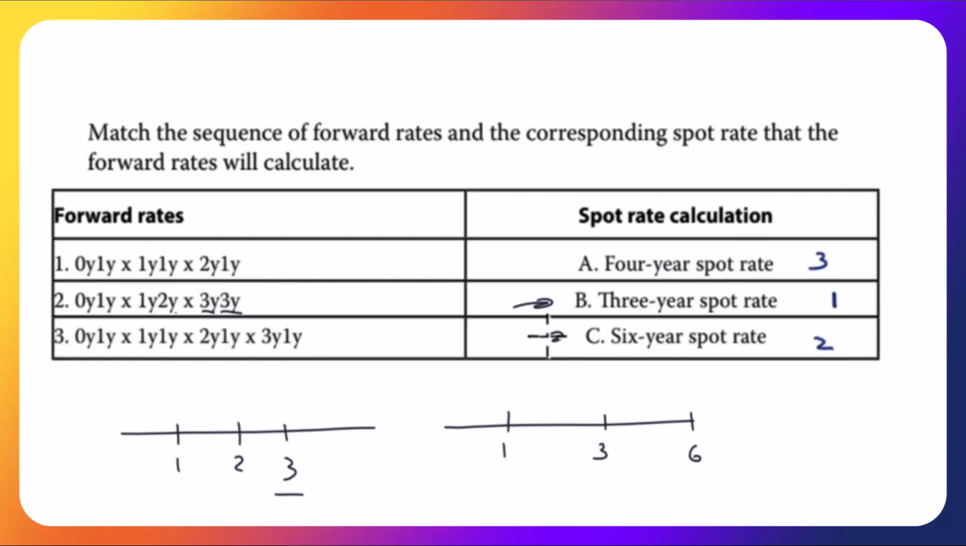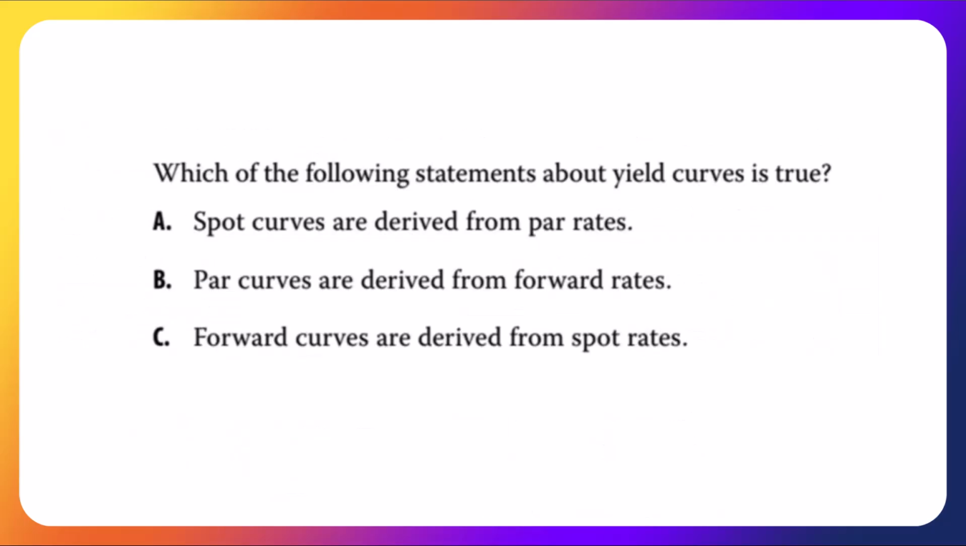And the final one, let's draw out our timeline here. 0 to 1 year, that takes us to the end of year 1. Then we have a 1-year forward rate in 1 year, takes us to the end of year 2. Then we have a 1-year forward rate in 2 years, which would take us to the end of year 3. Then we have a 1-year rate in 3 years, which would take us to the end of year 4. 4-year spot rate.